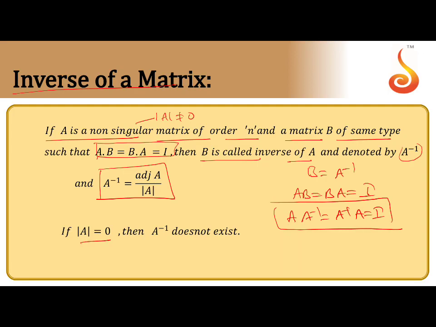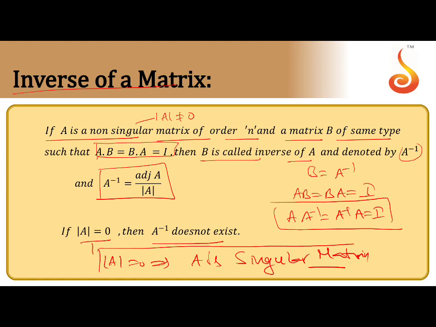If suppose det A is 0, then A inverse does not exist. So if det A equals 0, A is a singular matrix. Just remember this one formula. Sometimes they give that a matrix is singular and ask to find the value of unknown; they will ask you to take det A equal to 0. If it is a non-singular matrix, the inverse exists. For a singular matrix, the inverse does not exist. I hope this is clear.